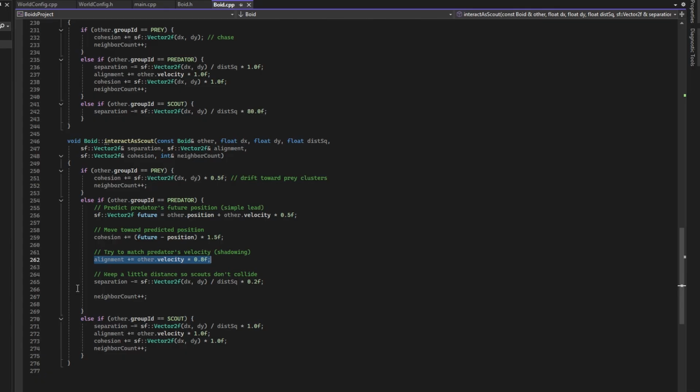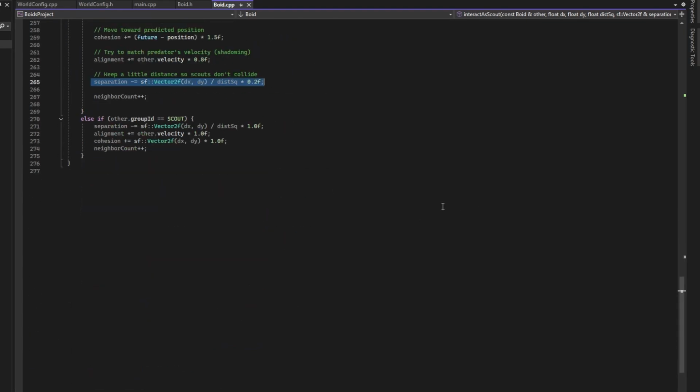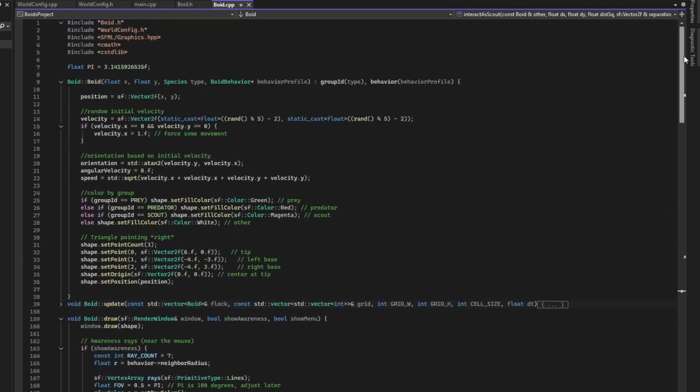They flee scouts, and then they separate just a little bit because they don't want to actually chase down the predators, but they want to get close to make the predator leave. And I think that's it for Boids CPP.